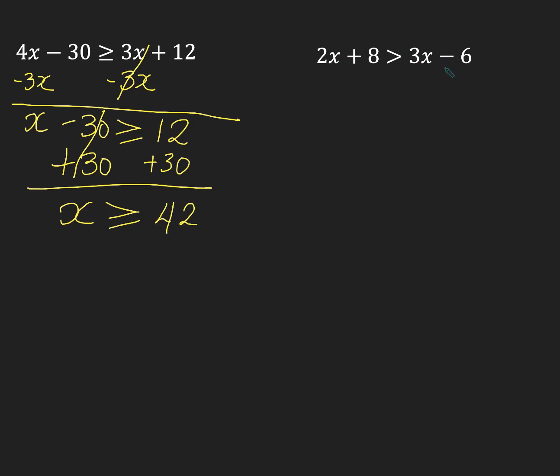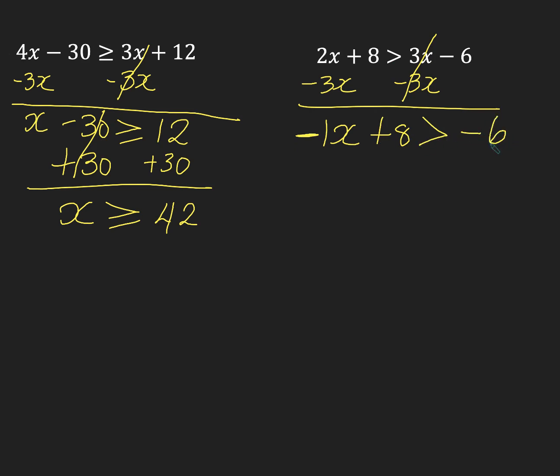Variables on both sides. Always eliminate the one on the right. So I'm going to get rid of the 3x. I'm going to minus 3x on both sides. Now notice what happens. This cancels. Over here the signs are different, so I subtract. I get 1x. Keep the sign of the larger, so it's negative. Plus 8. Don't forget your inequality sign. Greater than negative 6.